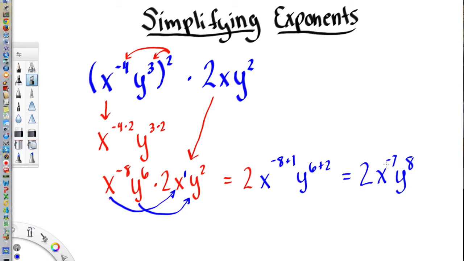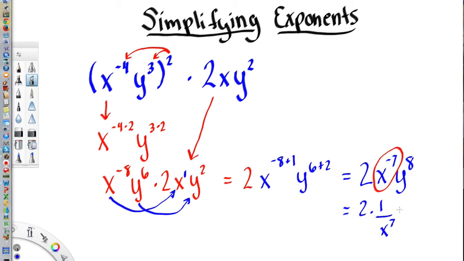Now I have a negative exponent here. I've got to drop this down into the denominator. So this is going to be equal to 2 times 1 over x to the 7th power. I can't leave it as a negative exponent. A negative tells me I need to change it to a fraction, repeated division. So it's going to be 1 divided by x to the 7th power.